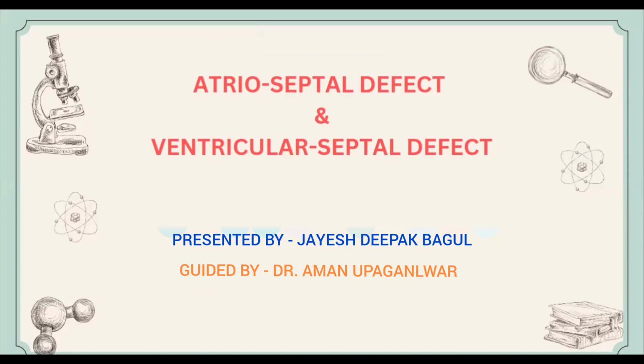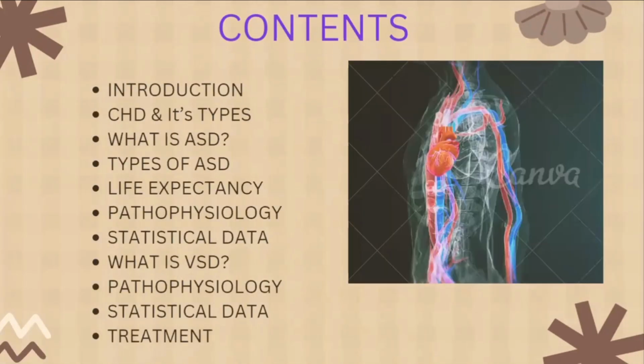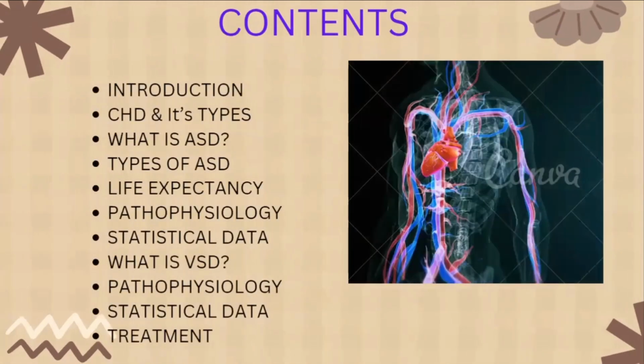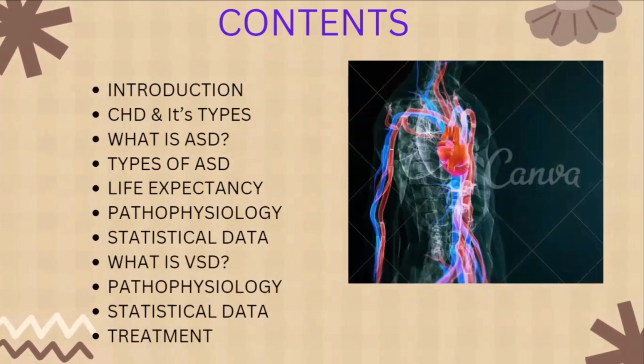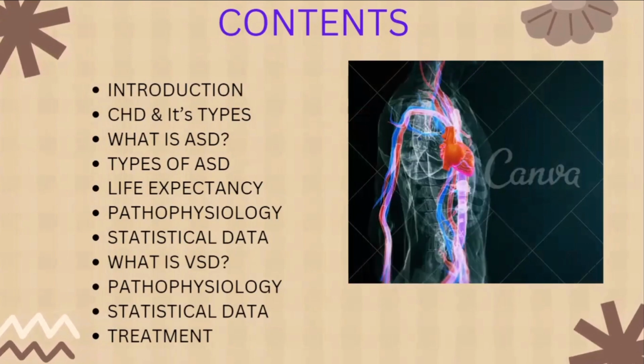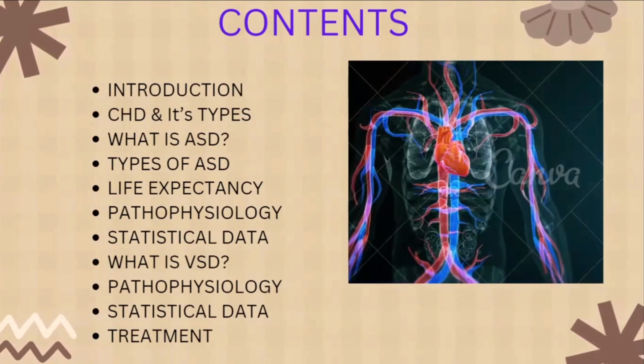So today, in this specific video, we are going to discuss atrial septal defect and ventricular septal defect. These are the contents which we have to cover in this video. Firstly, introduction, CHD and its types, what is ASD, its types, life expectancy in ASD, its pathophysiology, statistical data, what is VSD, its pathophysiology, statistical data, and treatment part.